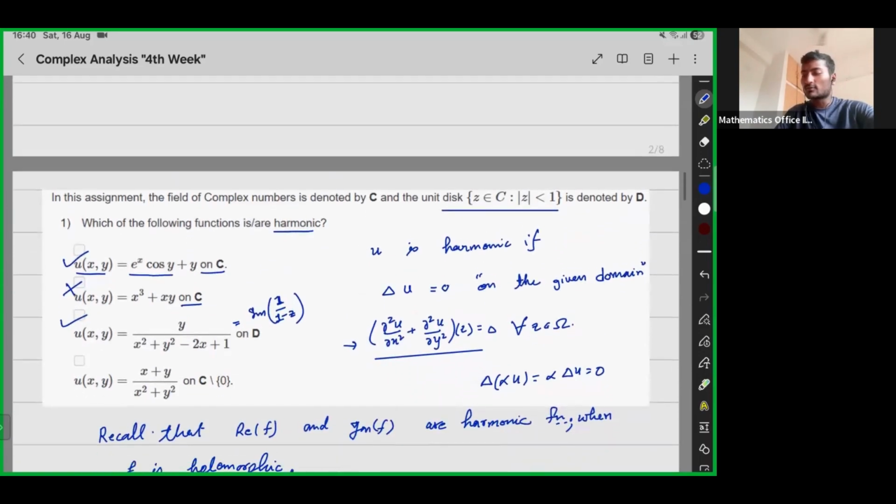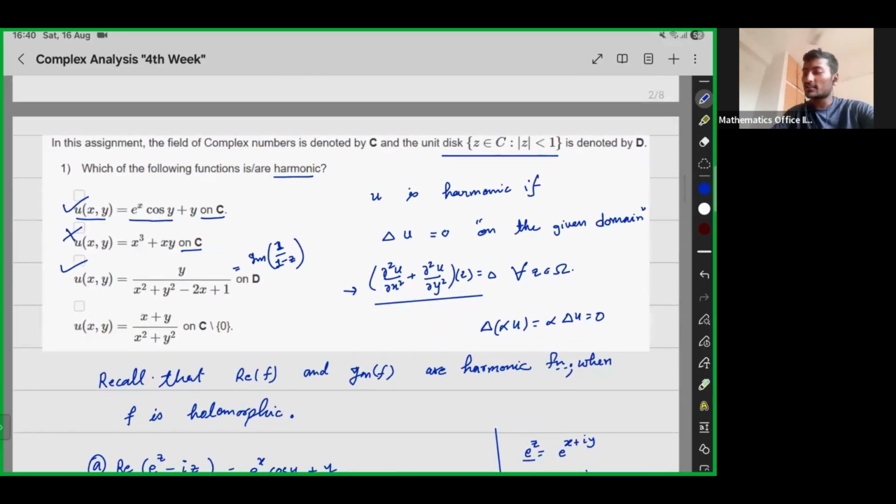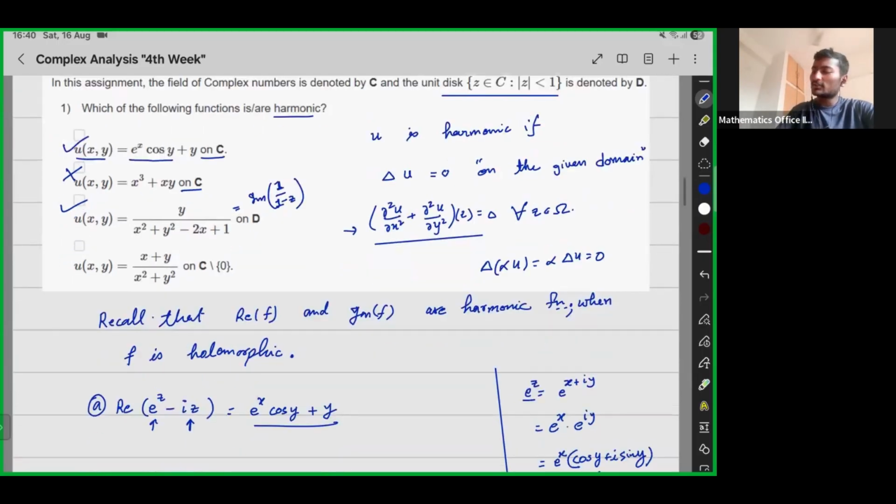There's one more thing to say: this Laplacian operator is linear also. If we have u, which is a harmonic function, and v a harmonic function, then u plus v will also be harmonic. So there are these two properties: delta of u plus v becomes delta u plus delta v. So using that, the sum of harmonic functions is again harmonic.